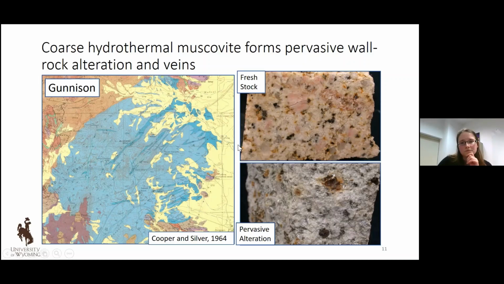Someone who hadn't seen an image of this fresh stock on top might come across a rock like this and think, oh, this is potentially a 2 mica granite to start off with, but really, really pervasive wall rock alteration. And we found pervasive wall rock alteration in every district. It tends to be significantly less voluminous than in this Gunnison deposit, but definitely present.